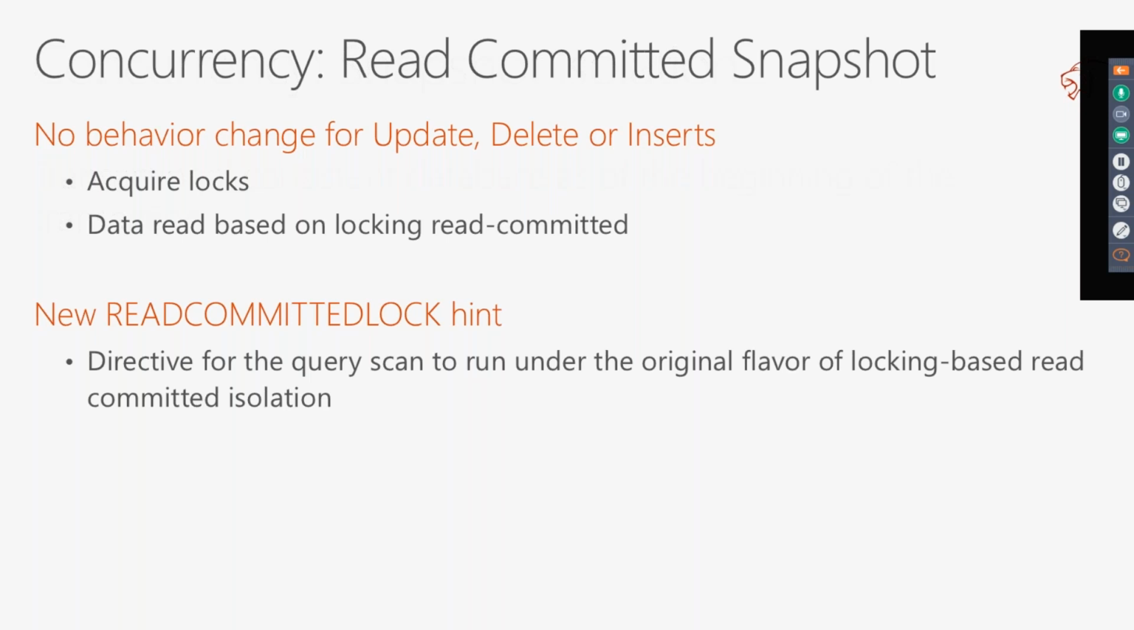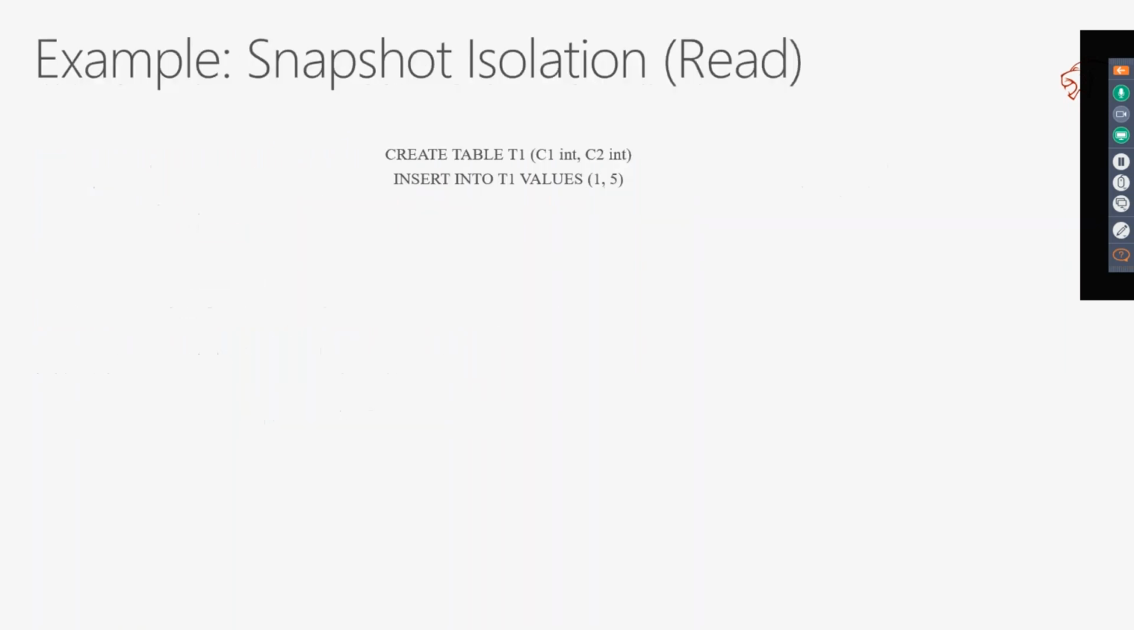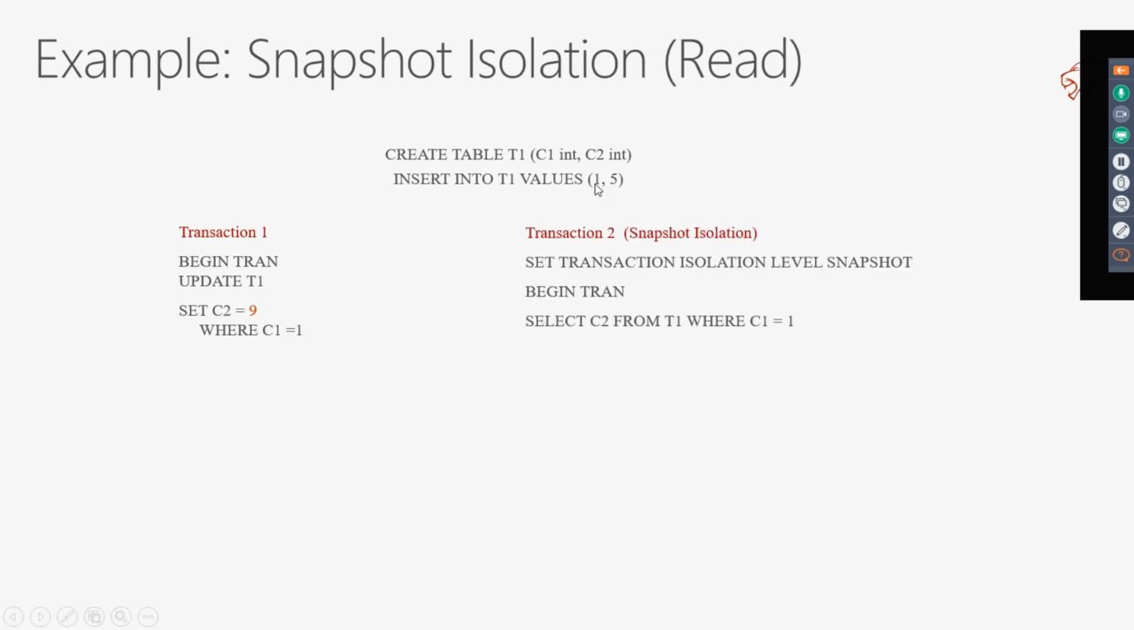So I'm just going to go to the next slide, which is snapshot isolation. Snapshot isolation gives the same behavior, but at a transaction level. I'm going to show you an example on this one so it becomes clear. Same table, T1, with 2 columns, C1 and C2, and I'm going to insert 1, 5. So here I'm inserting a row. I inserted the row. I'm updating the row: update T1, set C2 to 9, where C1 is equal to 1. That means now my blue row is 9 for C2, and my red row was 1, 5.